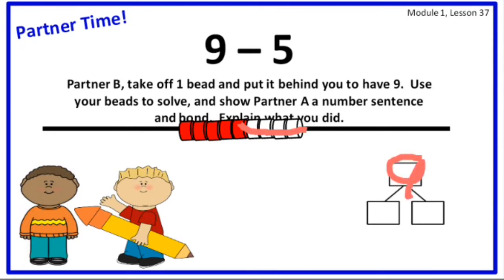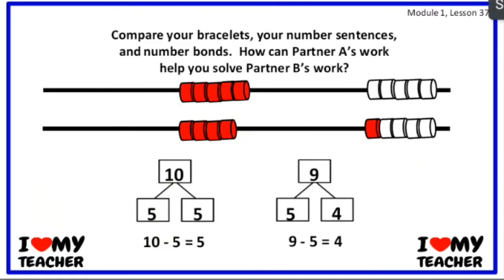9 as the whole. The first part will be the 5, which was given to us. And how many is left? 4. Very good. So this is my number bond. Over to the next.